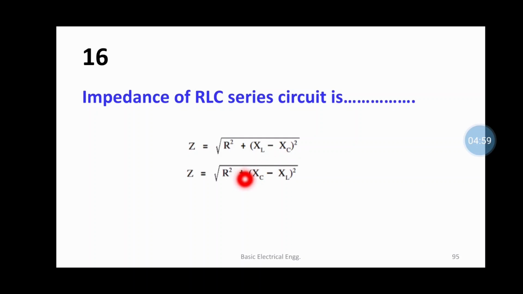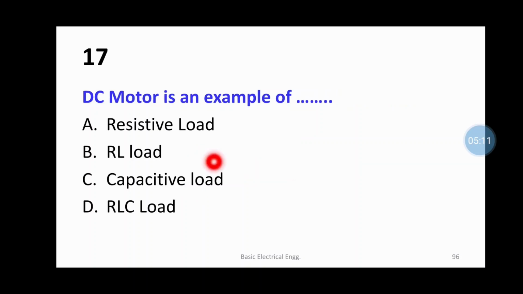If the capacitive reactance exceeds inductive reactance, then you can use the formula Z is equal to square root of R square plus XC minus XL the whole square. Ultimately, the unit of impedance will be ohm. Then you can answer question number 17.